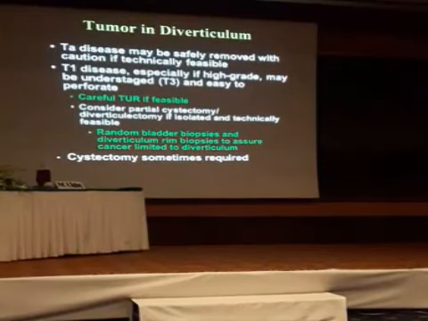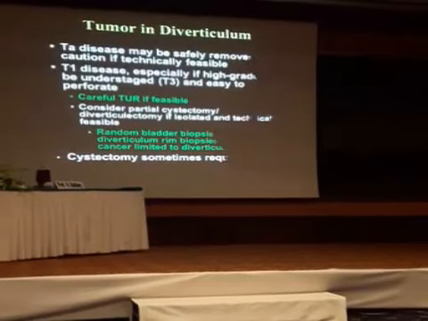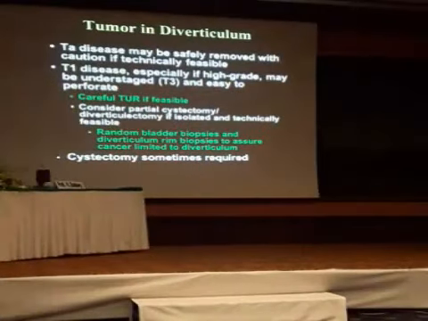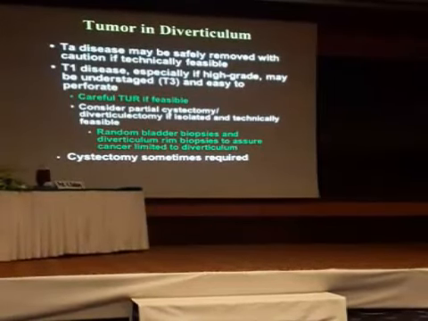TA disease can be safely removed with caution if technically feasible, but these are often very difficult to remove because you can try to do a resection and it's very easy to perforate a diverticulum. Moving forward, T1 disease, if high grade: you think it's T1, but it's actually T3 disease. So it's easy to understage it.